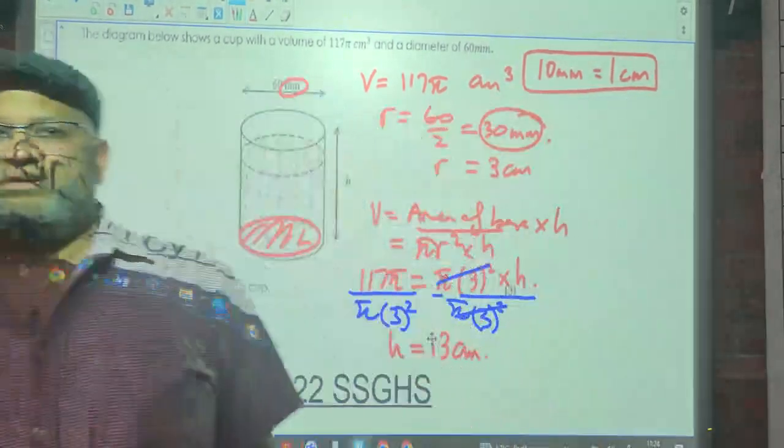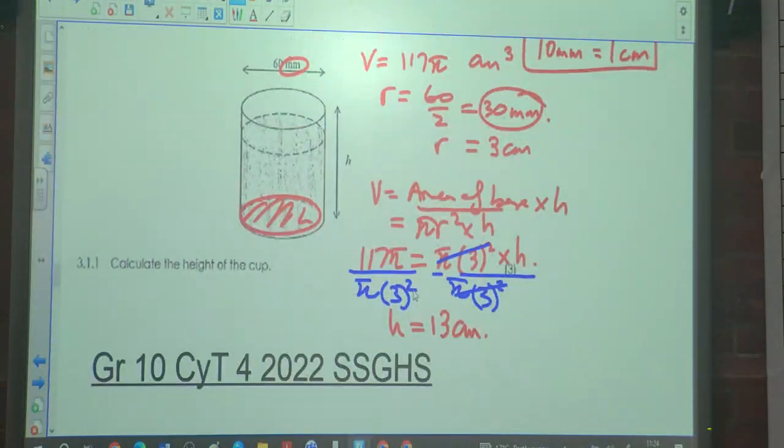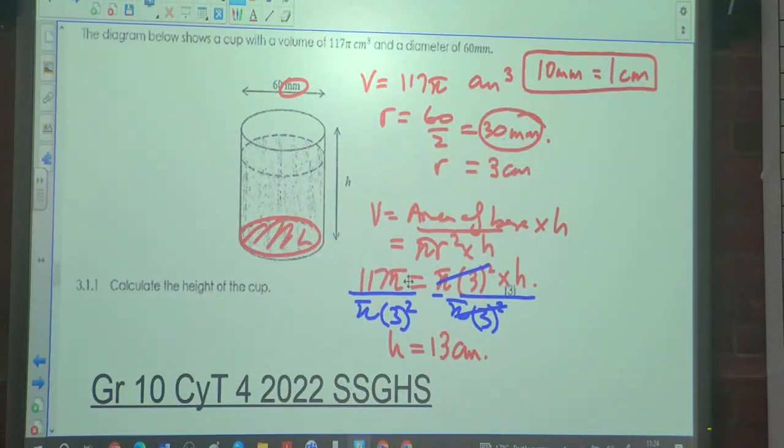Okay. Is there any confusion there? No, sir. Yes. Sorry? Cube root. Why cube root?